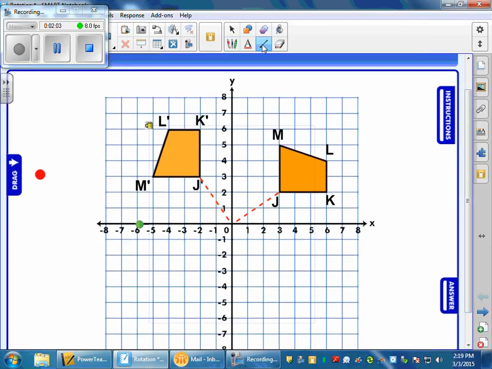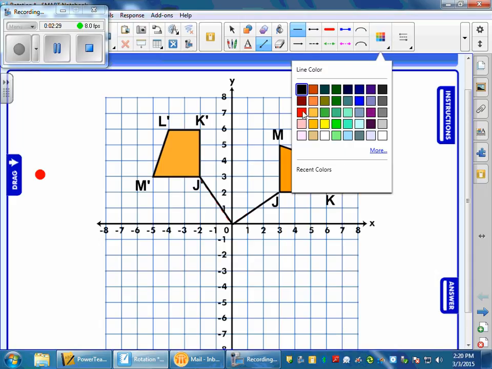So if I draw a line from our center of rotation, which I always said is 0, 0, to corresponding points, that means the same exact point. So J and its image, J prime. What is this angle that is made up from J to J prime? Well, hopefully you know that that's a 90-degree angle, so therefore this is a 90-degree rotation. And it'll happen from every single point, not just J to J prime.